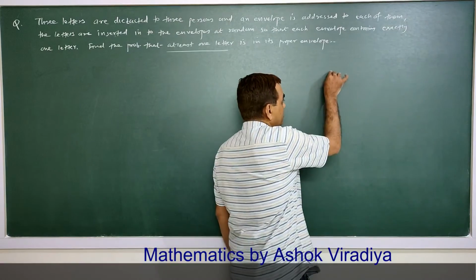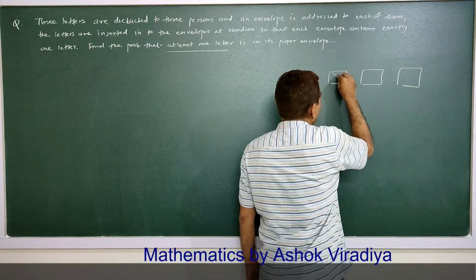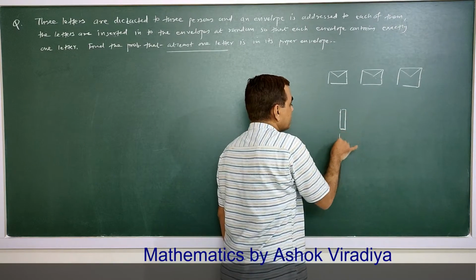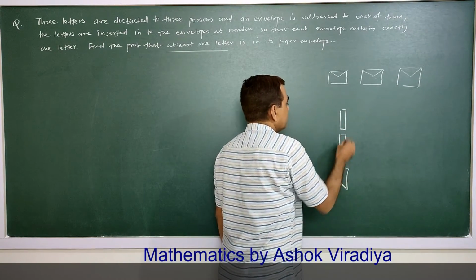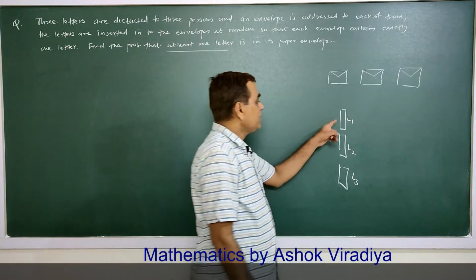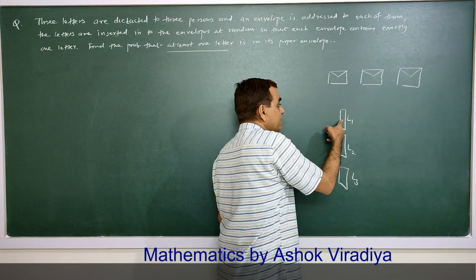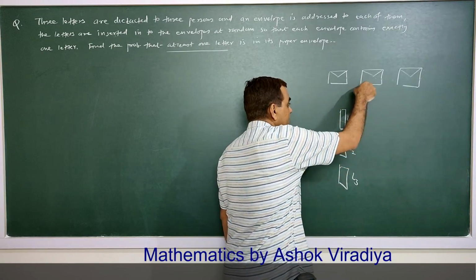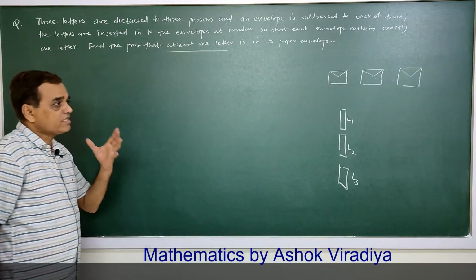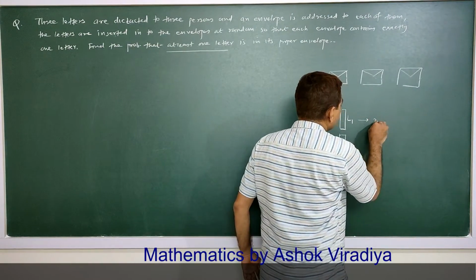See, there are 3 envelopes. Suppose these are envelopes and there are 3 letters. This is letter 1, letter 2, letter 3. Now this letter can be placed by 3 ways. This can be inserted in this envelope, or in this envelope, or in this envelope. So the first letter can be inserted by 3 ways.